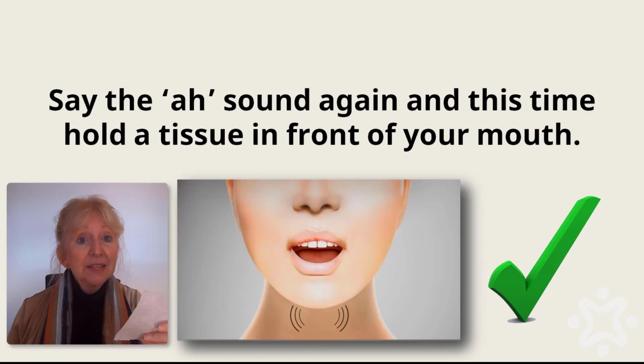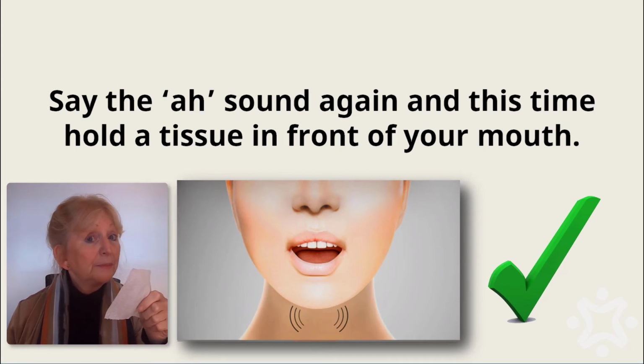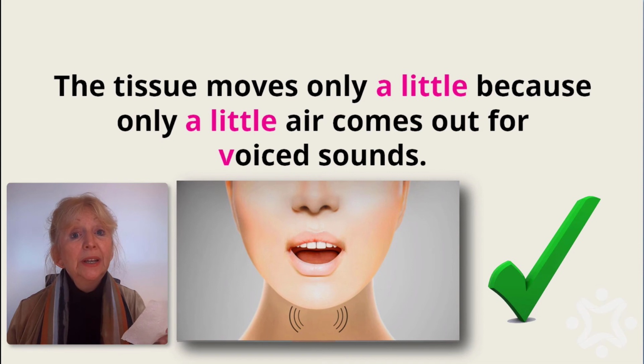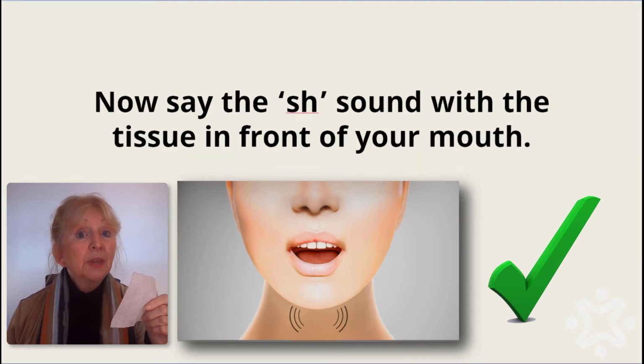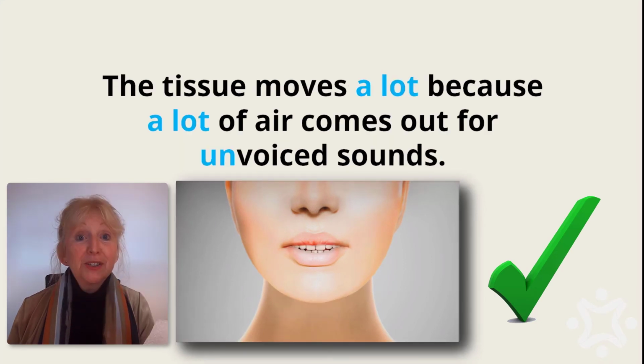Say the ah sound again, and this time hold a tissue in front of your mouth. Ah. The tissue moves only a little because only a little air comes out for voiced sounds. Now say the sh sound with the tissue in front of your mouth. Shh. So the tissue moves a lot because a lot of air comes out for unvoiced sounds.